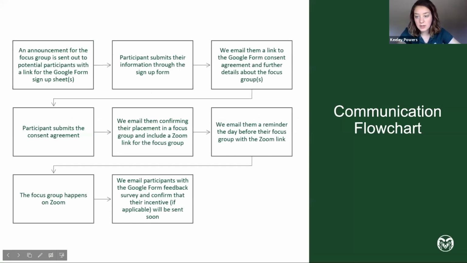And this is an example of what our communication looks like with students from beginning to end. The flow chart's also on that worksheet if you want to look at it. I think it's on the second page of it. It might be a little easier to read, but pretty much we start out with an announcement to everybody. Any potential participants, that'll include a link to the sign-up sheet on Google Forms.